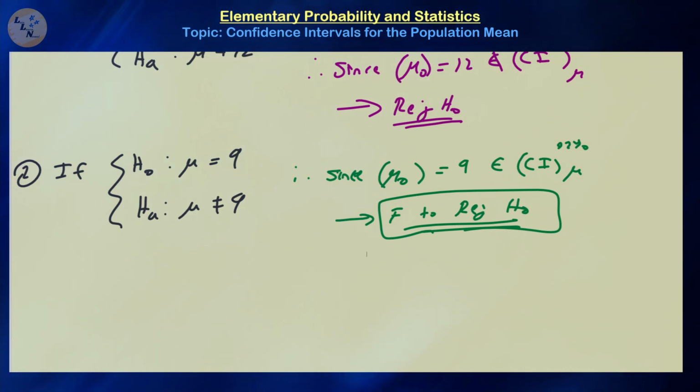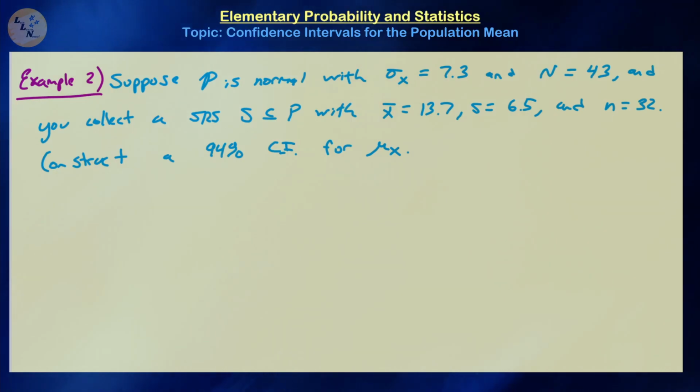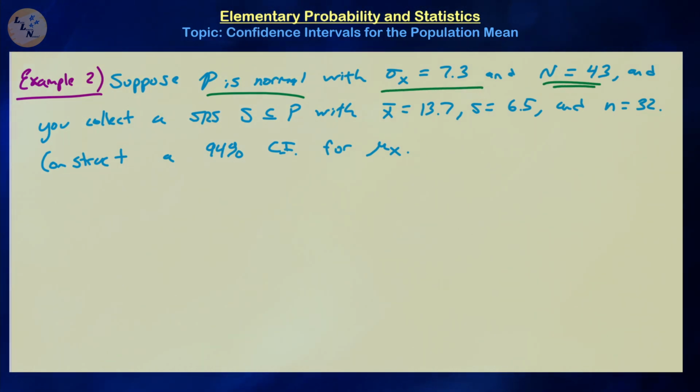Now that we have just a basic understanding of how to construct confidence intervals, let's look at a couple other scenarios of confidence intervals for the population mean mu that you will probably encounter in practice. Let's consider this scenario. Let us suppose that P again is a normal distribution with a known standard deviation of 7.3, and let's now also assume that we actually know the population size to be 43.